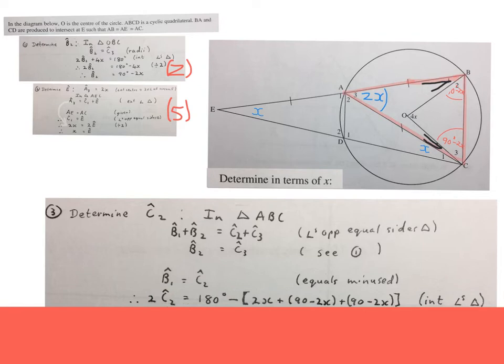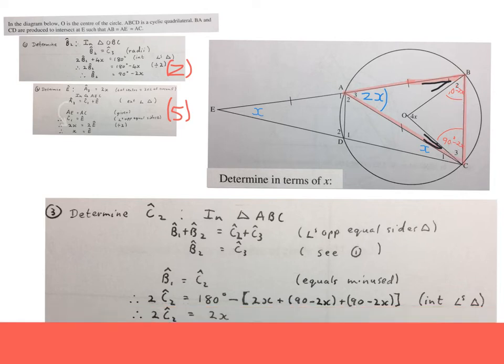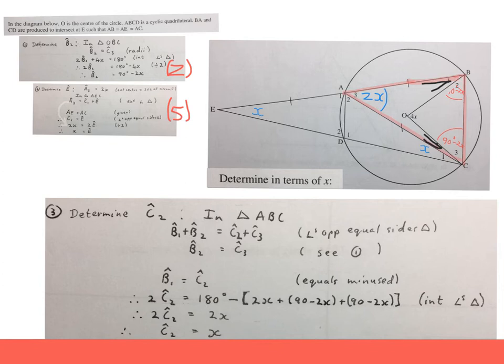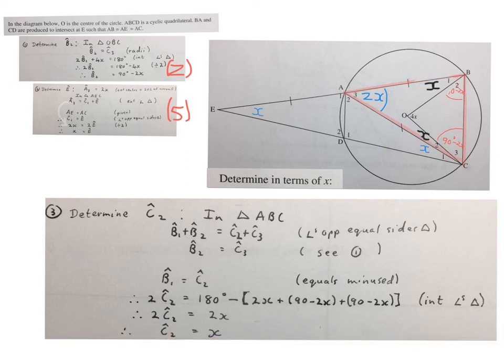we may write 2 times angle C2 is 180 degrees minus all the angles except the 2 black ones. And the reason is interior angles of a triangle. We took the 2x and minused it. We took the 90 minus 2x, another 90 minus 2x, minused it. And if you do that calculation, you will see 2 times angle C2 is 2x. So the size of angle C2 is x. Please stop the video and get your brain around this.